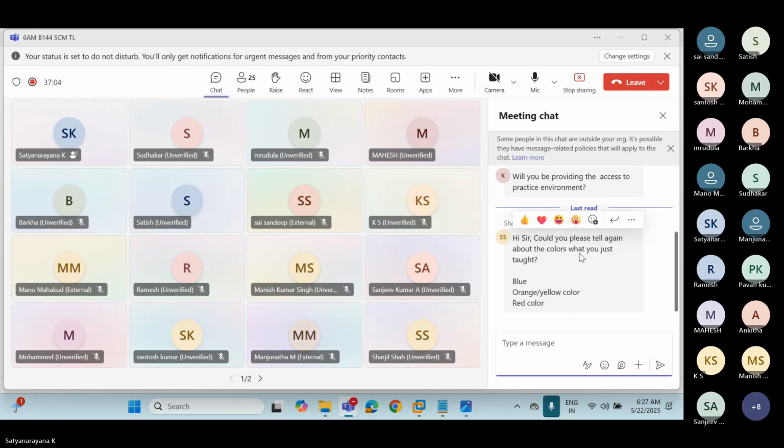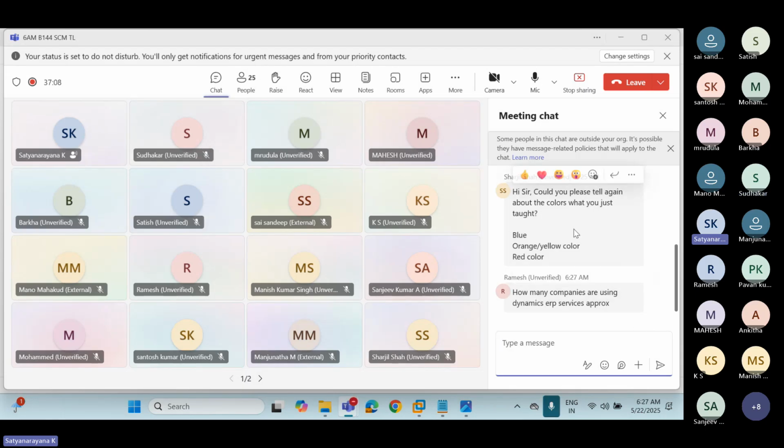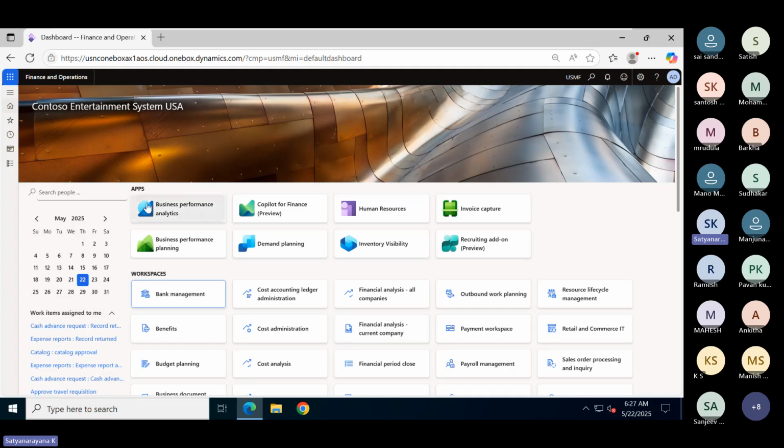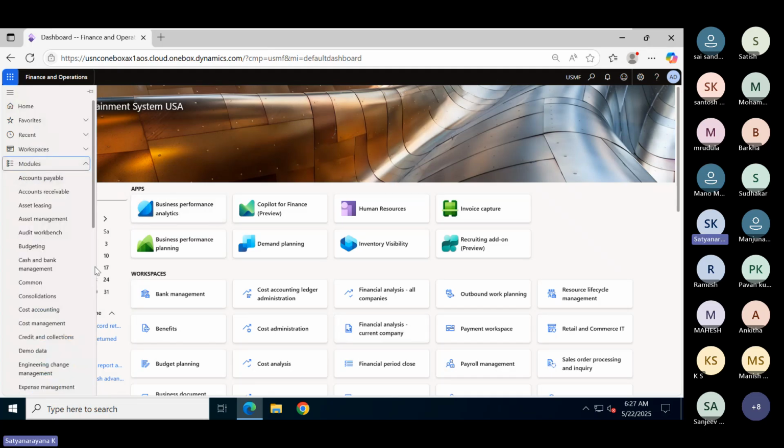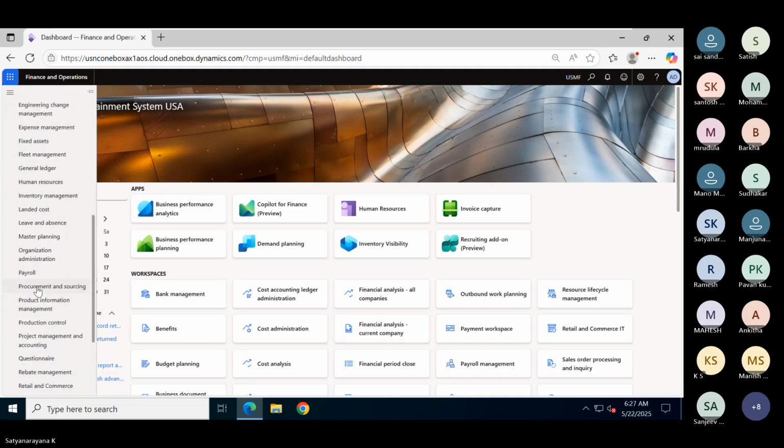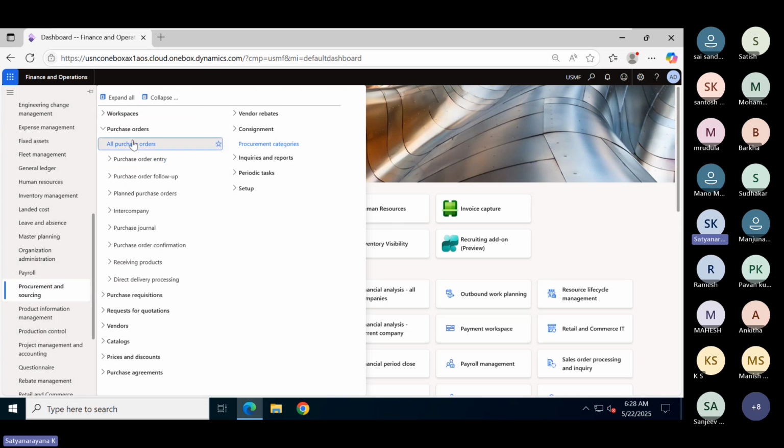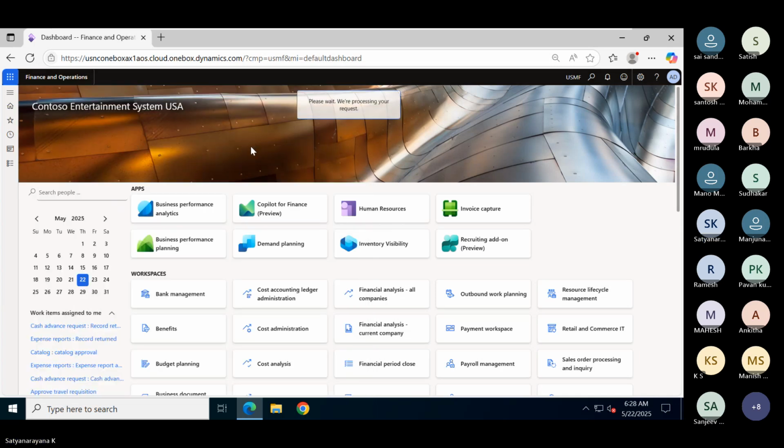Okay. So Shiraj is asking what are blue, orange, and red colors? See, whenever you are posting a transaction, suppose I'm showing you procurement and sourcing, purchase orders, all purchase orders. What is blue, red, orange?